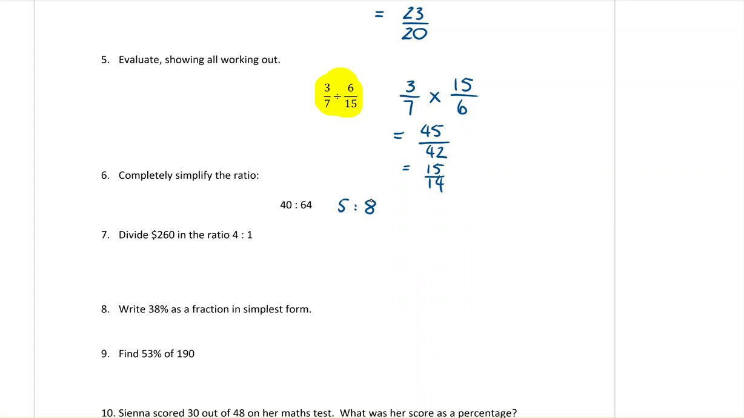Question 7, divide $260 in the ratio 4 to 1.